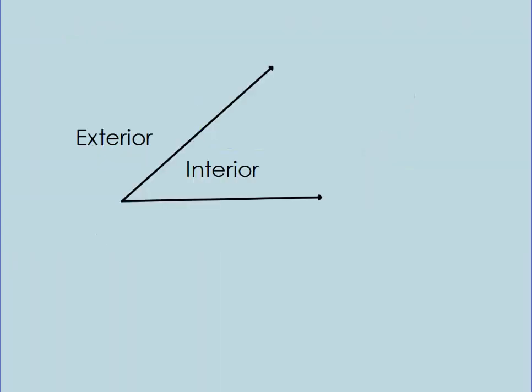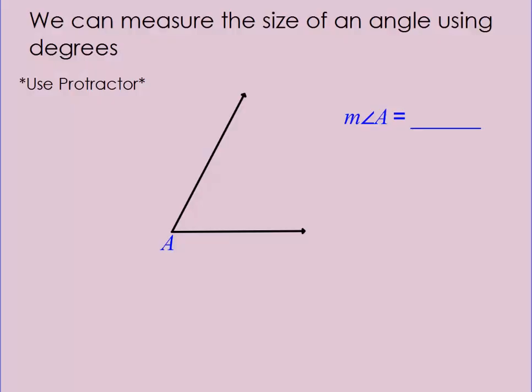All right, let's move on. Exterior and interior. So these are two areas of an angle. Interior is inside, exterior is outside. Pretty straightforward.